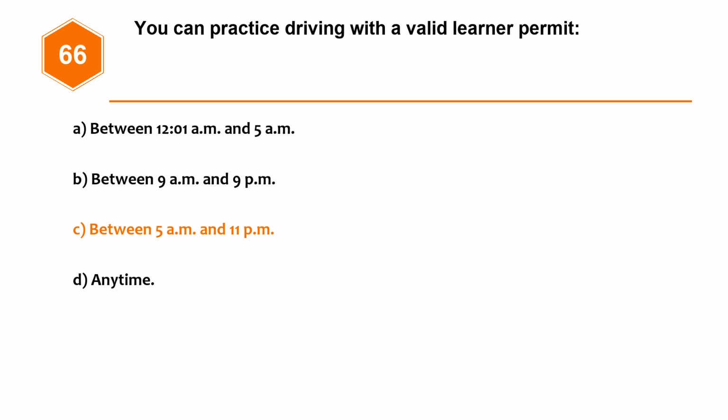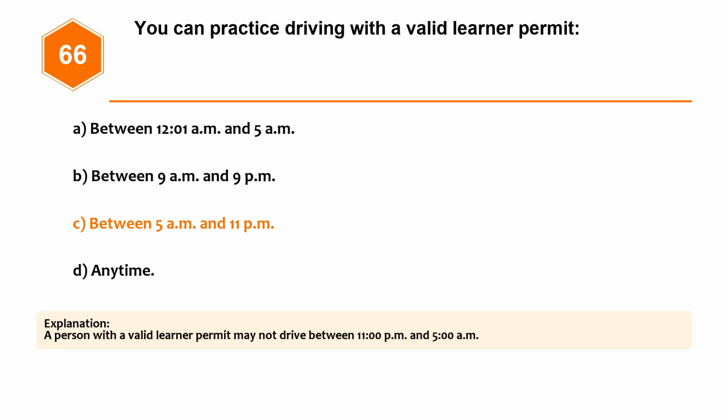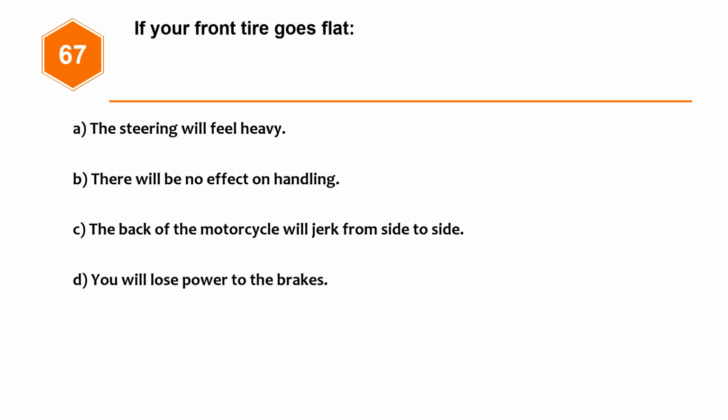The correct answer is option C, between 5 a.m. and 11 p.m. Explanation. A person with a valid learner permit may not drive between 11 o'clock p.m. and 5 o'clock a.m. Question 67.